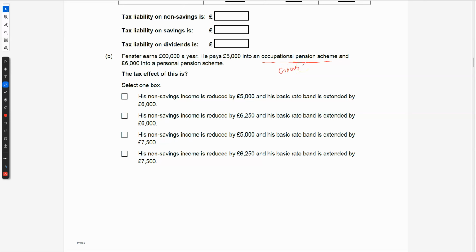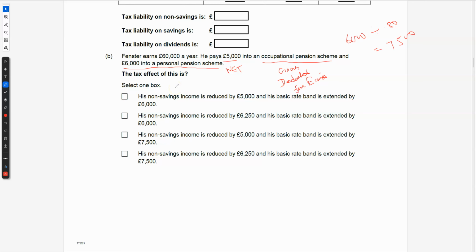That means this amount will reduce the non-saving income. So this amount, 5,000, will be deducted from his earnings. But the 6,000 into the personal pension scheme is a net amount. That means you have to gross it up. So if there is 6,000, we need to divide by 0.80. So 6,000 divided by 0.80 is 7,500, the gross. And that will extend the basic band and the higher band.